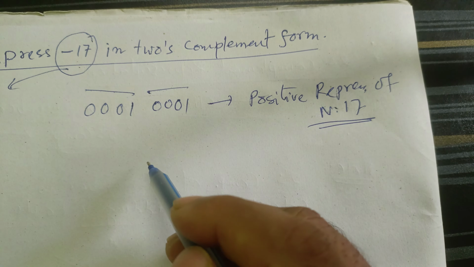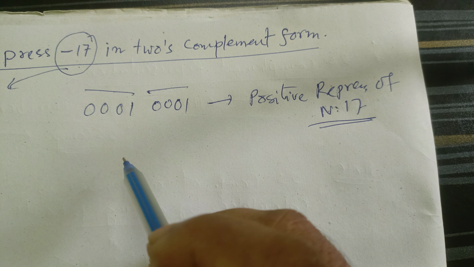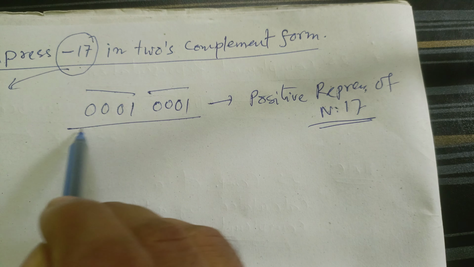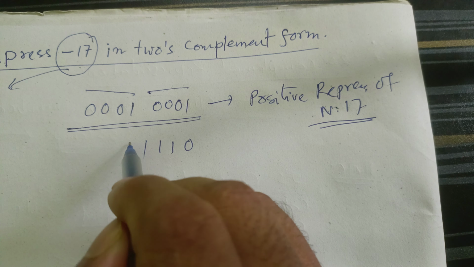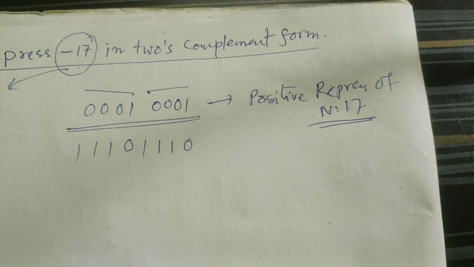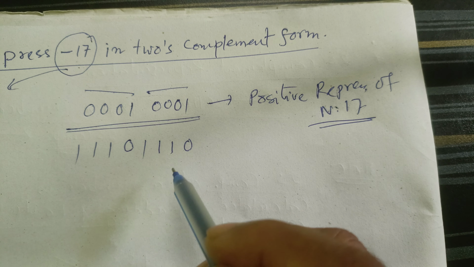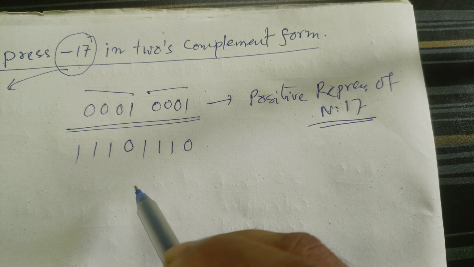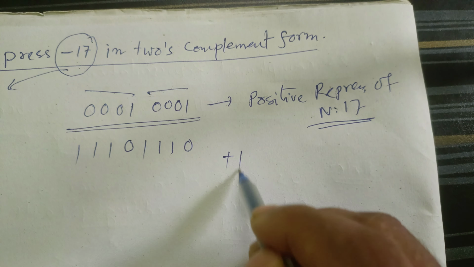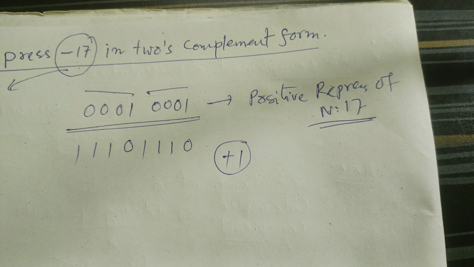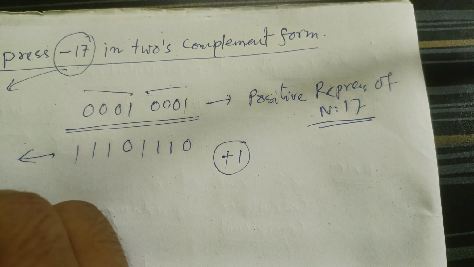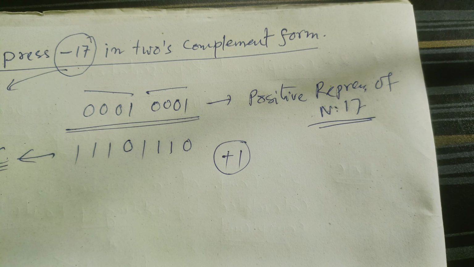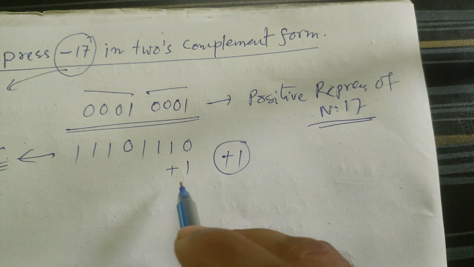Now I have to convert it into the ones complement form. If I convert it into the ones complement form, it will be 0 1 1 1 0 1 1 1. Okay, now to convert it into the 2's complement form, I have to add plus 1 to this ones complement form. So this one is nothing but the ones complement form, so I have to add plus 1.